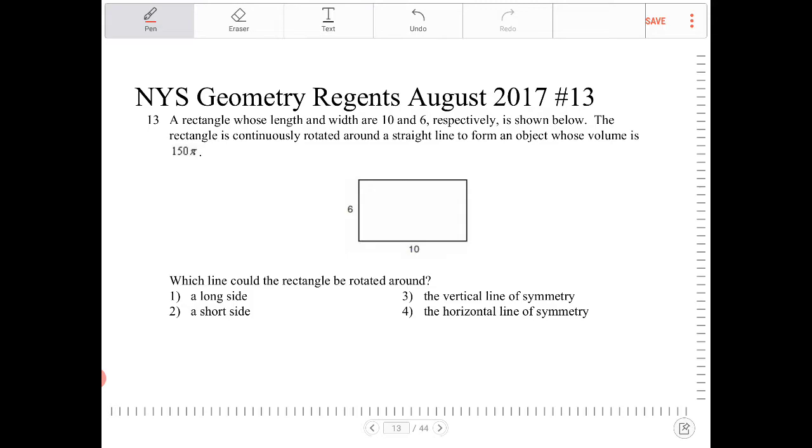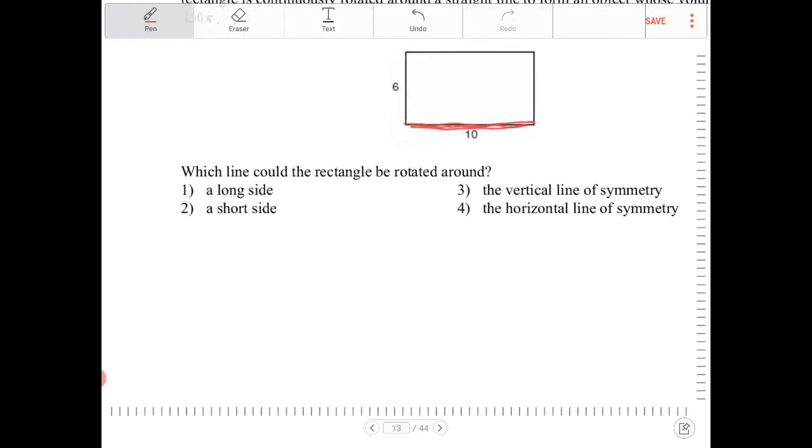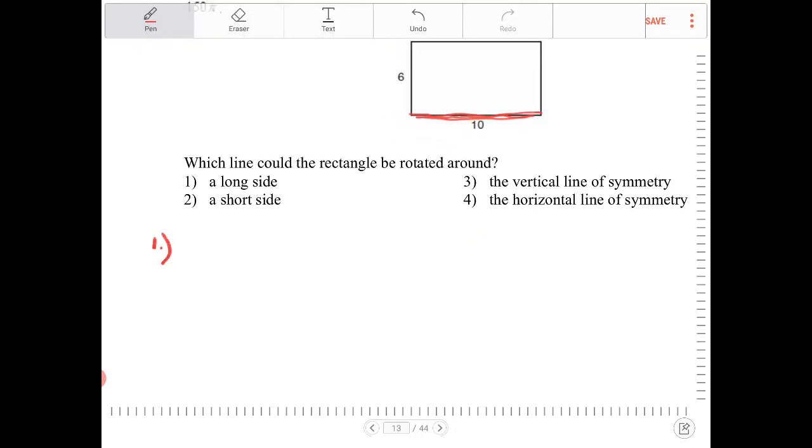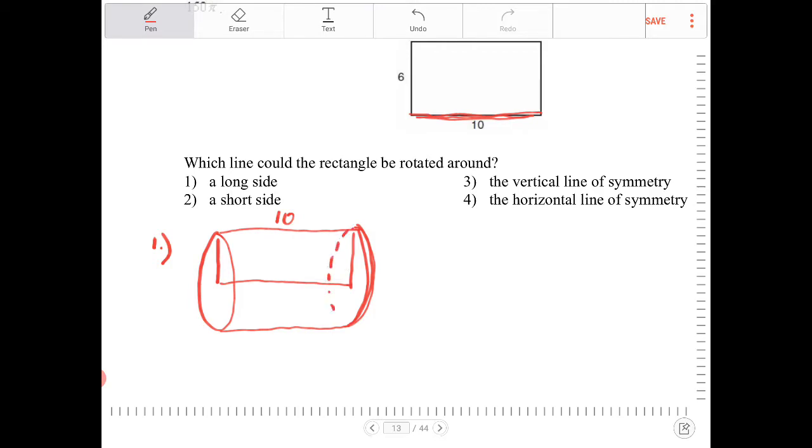If we were to rotate this rectangle along the long side, so the long side length of 10 here, for option 1, what will end up happening is I'm going to end up with a cylinder that looks like this. And actually, the height of the cylinder is going to be 10, and the radius is going to be 6.